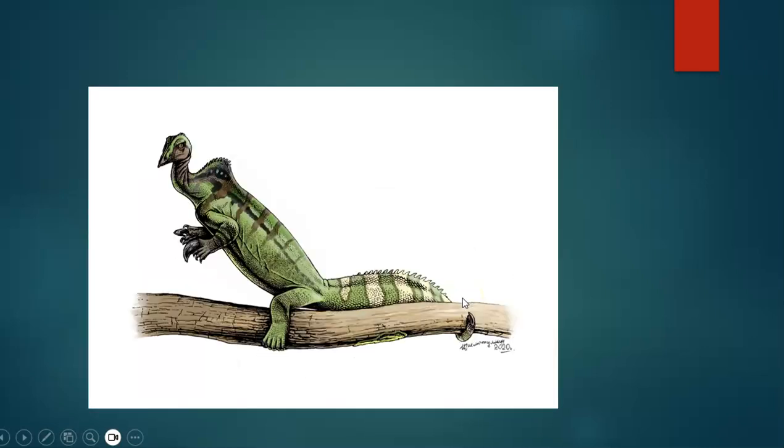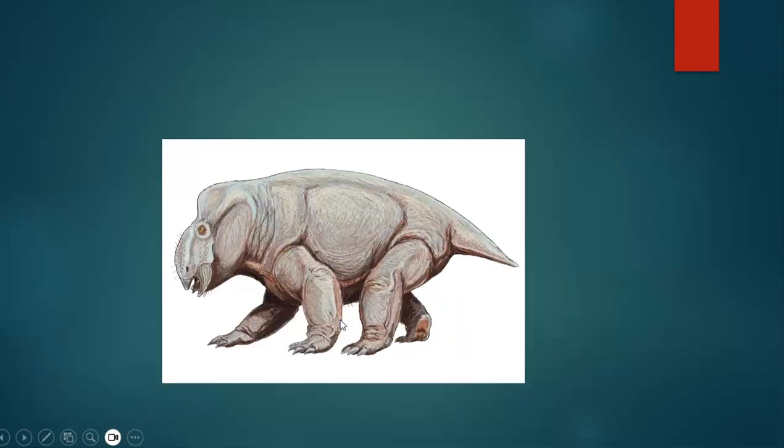These are unique animals here. These are tree-dwelling lizards known as drepanosaurs. It's the claws that are very unique, as well as some of the back here. These guys are going to be looking for bugs and so forth in the trees that are in the Triassic.